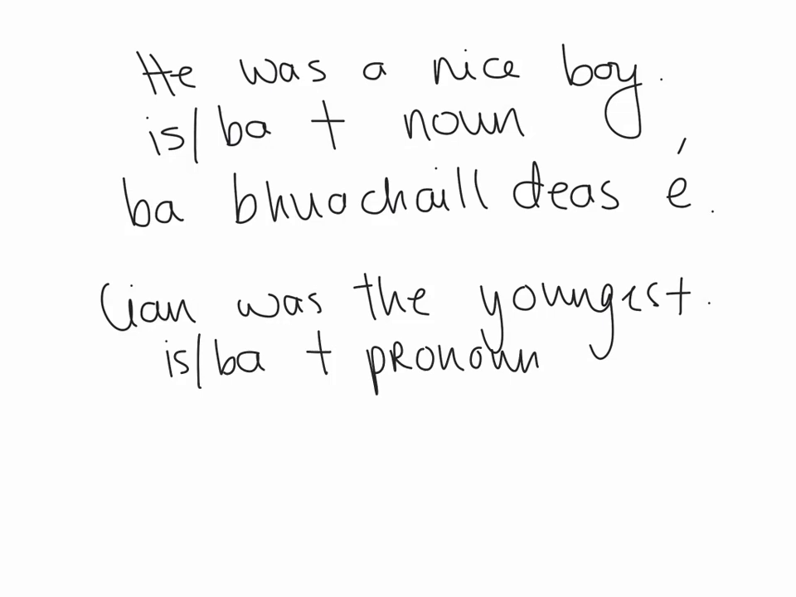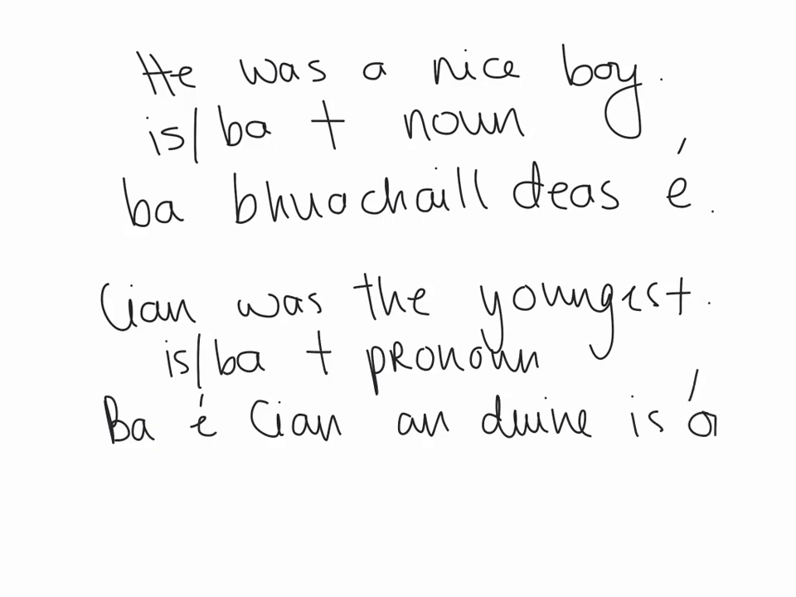So, ba e Kian on dinner is again. Ba dinna, ba Kian an dinna is oiga. So we have ba, because we're in the past tense, Kian was. Ba, so we've is or ba, and a pronoun, ba e Kian. And we see this time the noun is at the end, an dinna is towards the end.